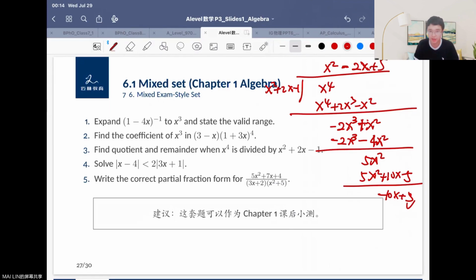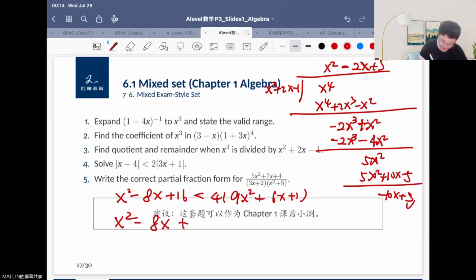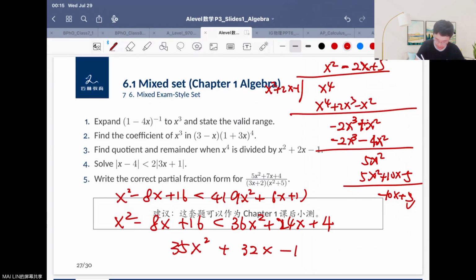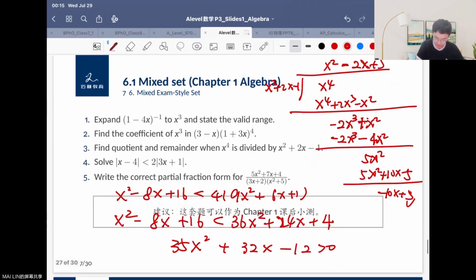And for the fourth problem, we can say just square both sides. So we have x squared minus 8x plus 16 is smaller than 4 times (9x squared plus 6x plus 1), right? But then trying to open the bracket, it becomes x squared minus 8x plus 16 is smaller than 36x squared plus 24x plus 4, right? So then trying to simplify it, 35x squared plus 32x minus 12 is bigger than 0, right? So then we can draw the graph and just find the two roots here. And we can say that it's smaller than x1 and bigger than x2, right? That is the range or domain of x, right?